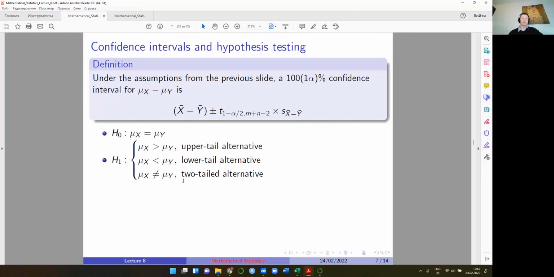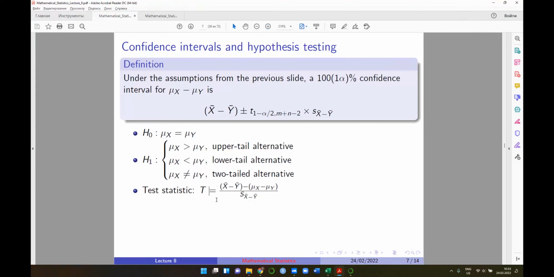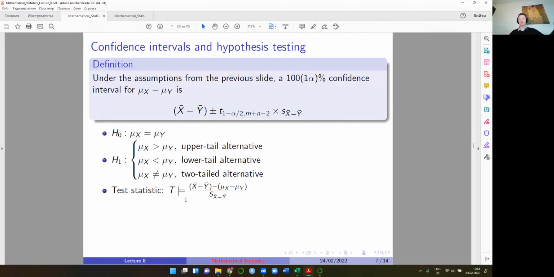Well, we know what the test statistic is from the previous slide. This is t. And the last thing that we want for the hypothesis testing is what? What else do we need as an element of hypothesis testing? We have a null hypothesis, alternative hypothesis, test statistic. What else do we need to make a decision?